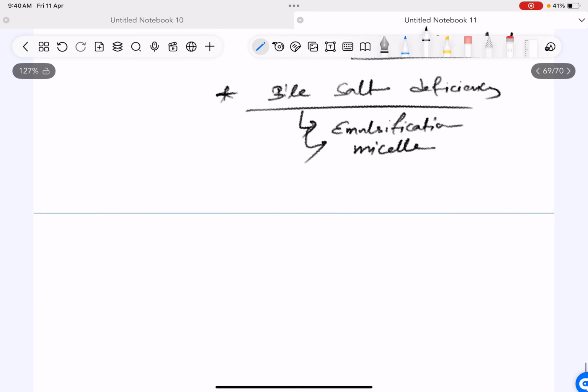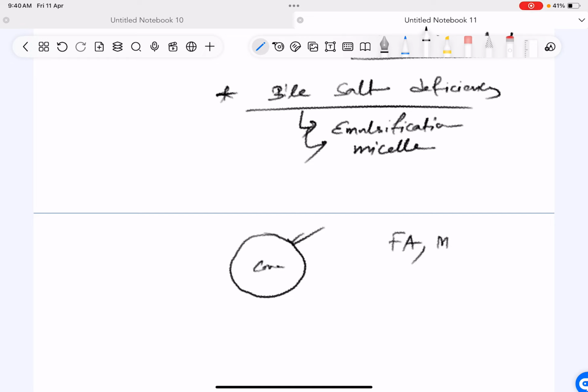Remember what a micelle is? Micelle is a spherical structure. It has a core, it has an outer surface. Inside the core we have all these fatty acids, monoglycerides, cholesterol, fat soluble vitamins like A, D, E, K. They are all inside the core. Fatty acids, monoglycerides, cholesterol, and fat soluble vitamins, they are all present in the core part.